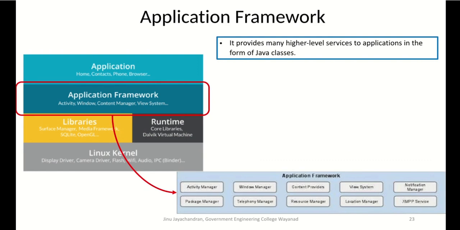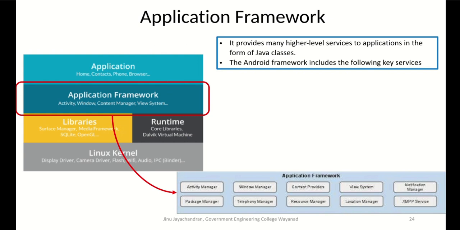Next layer is the application framework. It is the one which will be interacting with the application, direct interaction. Mostly, if you look at the application framework, those are manager layers. So there is an activity manager, window manager, resource manager, package manager, telephony manager, location manager, view system. If you remove the manager, you can see that most are applications, like activities in application, window application, package application, telephony application, location application. So these are all applications, and they can be managed using the manager. It provides many high-level services in the form of Java classes.